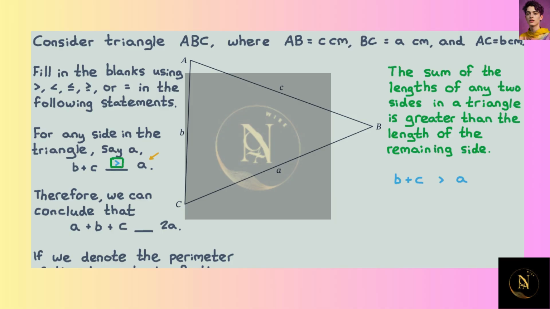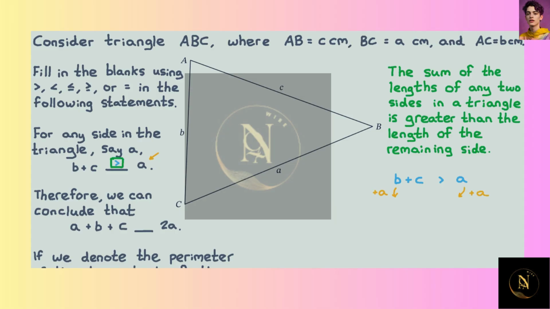In the second part of this question, we want to compare the sum of 3 side lengths in the triangle with 2 times the length A. We can do this by using the inequality in the first part of the question.